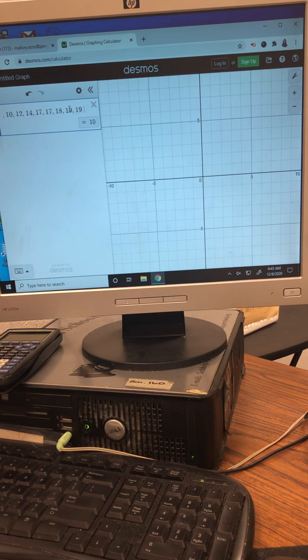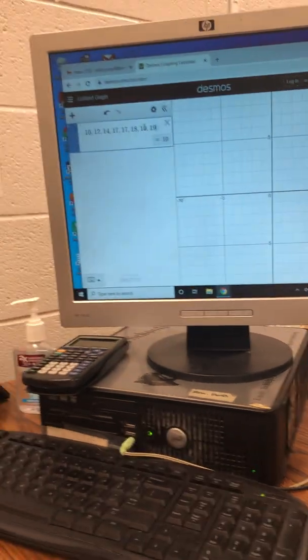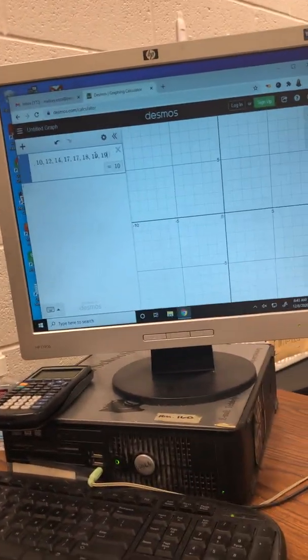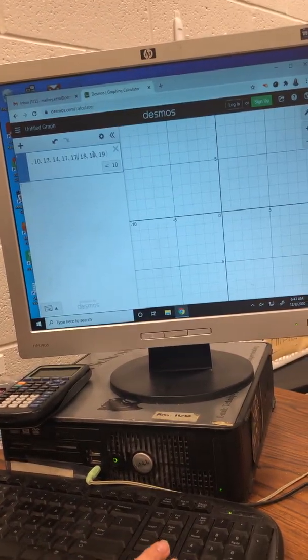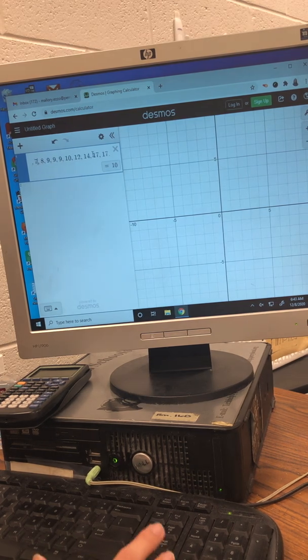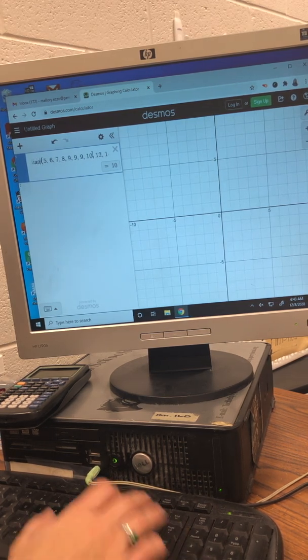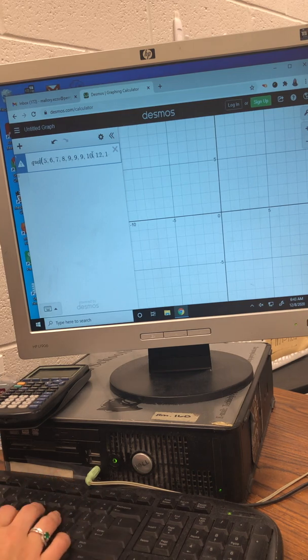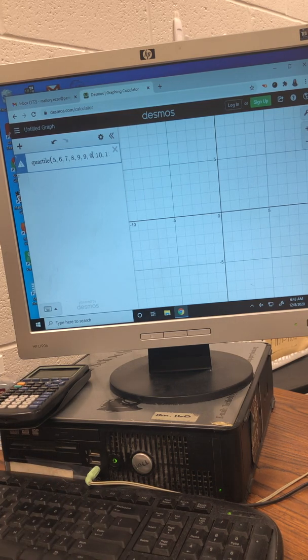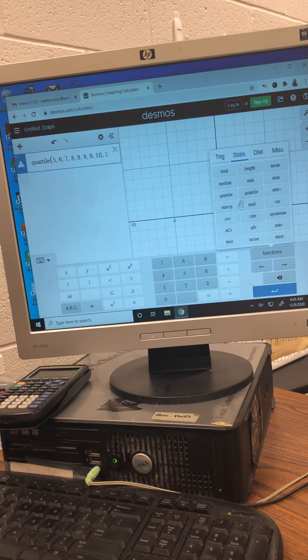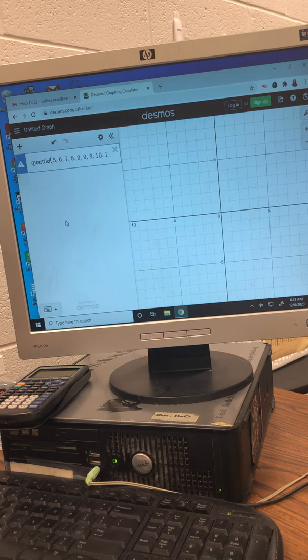Now we're going to do the quartile. So make sure you're paying attention because this is where people get confused on Desmos, is when we have to find the quartiles. So I'm going to keep all these numbers there because I'm still using these data, but I'm going to get rid of the word median and type in the word quartile. Now same thing in your keyboard under stats, the word quartile is there. So just in case you forget how to spell it, it is there for you.